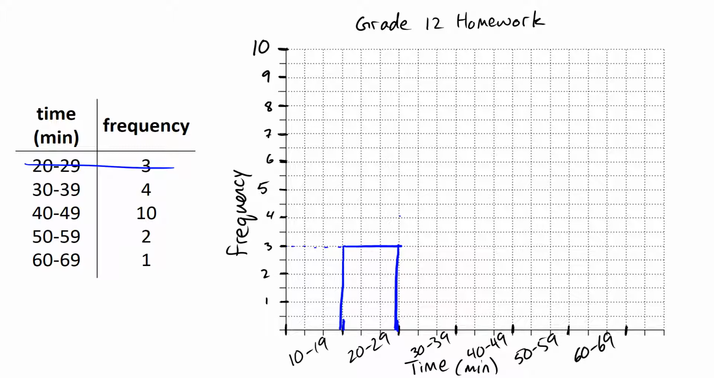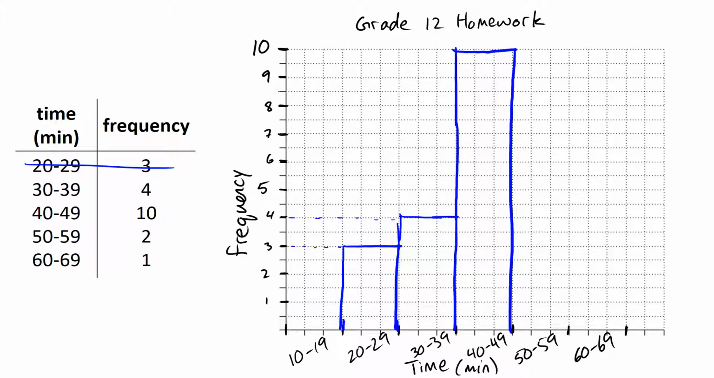Then 30 to 39 is 4 high, so 4 high is going to be here. And there's the width of our bar. And then 40 to 49, we get this big spike up to 10 at the very top. So there's our bar for 40 to 49 minutes. And then all of a sudden we drop way down to 2 for 50 to 59. And 60 to 69 drops all the way down to 1 minute.